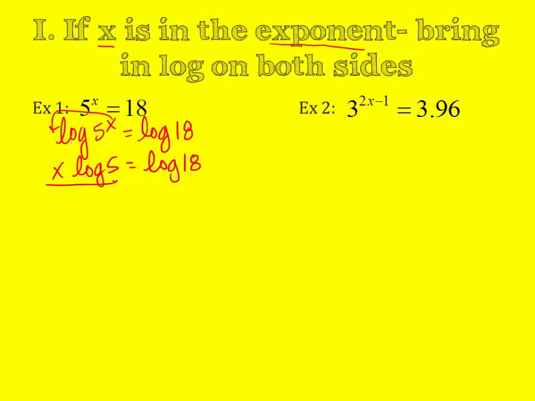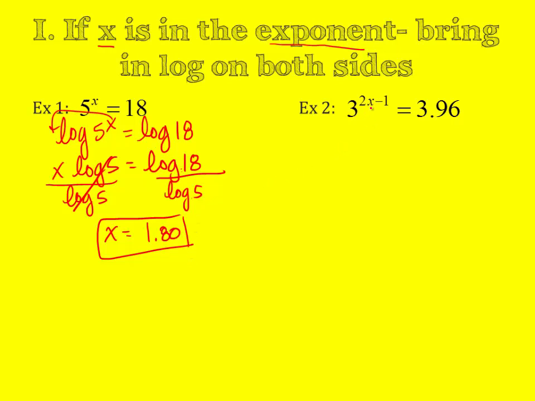Now I need to isolate x, so I divide by the log of 5. Don't just divide by 5, you have to divide by the logarithm of 5. These will cancel, and you'll actually type this in your calculator: log of 18 divided by the log of 5. The reason this works is because the bases are the same. Remember the base is 10, it's the common log. So you type it in your calculator, log of 18 over the log of 5, and you should get 1.80, rounding to 2 decimals.